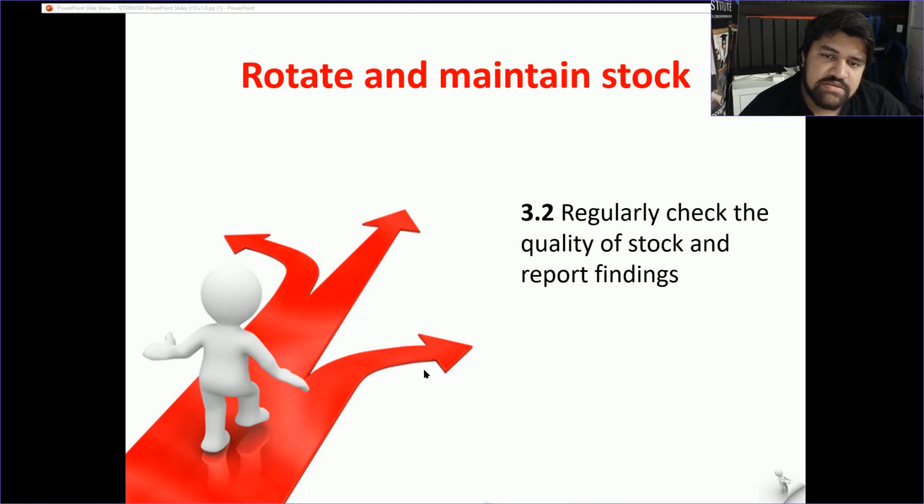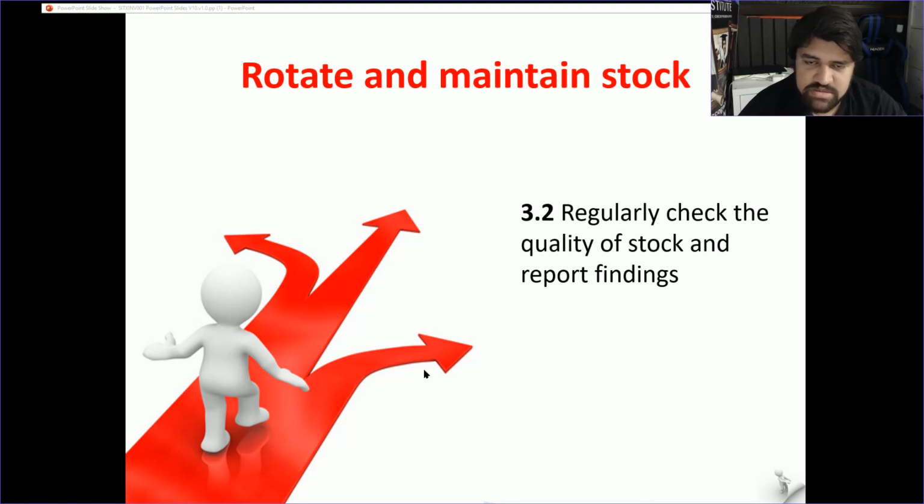Rotate and maintain stock. 3.2, regularly check the quality of stock and report findings. Sometimes you might not be using a certain amount of stock and you forget, and then you go into it a month later and there's fungus in there. Nobody's touched it. It's a bit humid in there, or there are rodents and they've gone in there, allowed other bacteria to get in as well, and now you've lost it. So if you're not regularly checking how your stock is going, how everything is. Maybe you've put stuff in the fridge for a week, but your fridge is broken. Now all that food in there is gone.